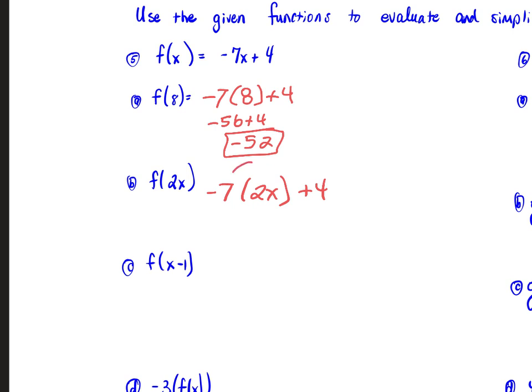So now we would just multiply. -7 times 2 is -14X plus 4. I cannot simplify that anymore, guys. I cannot combine -14X and 4, so that's it. We're good. All right, what do they want me to do in letter C?